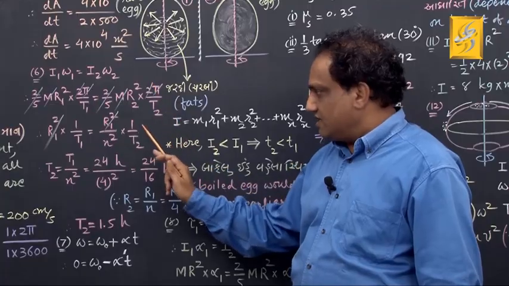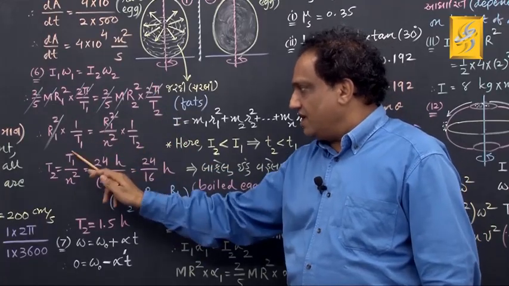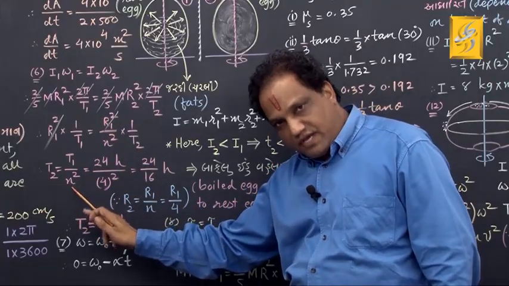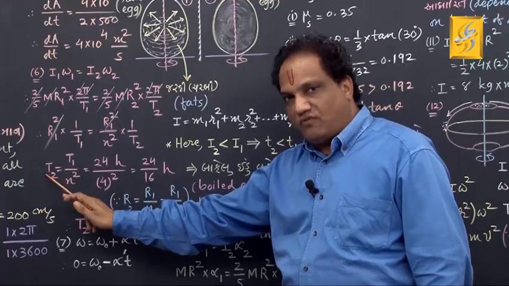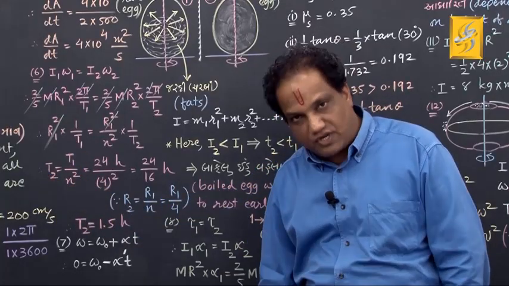1 upon T2 as it is. Now R1 square will cancel. T2 will be T1 upon n square. The new periodic time of rotation would be 1 upon n square times the initial periodic time of rotation.